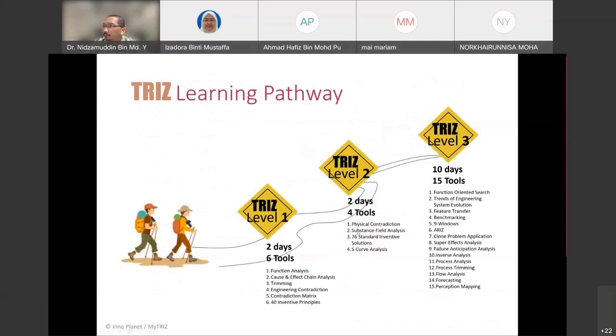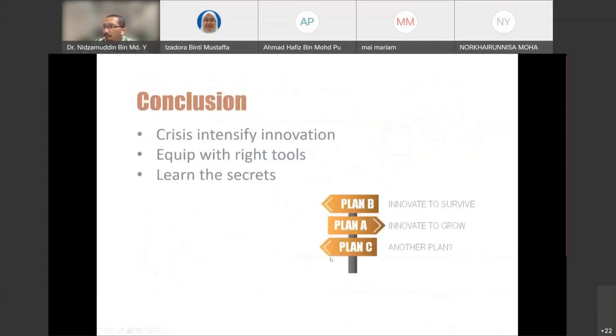So this is the learning pathway. I think Dr. Mariam will cover this. And so in conclusion, innovation is easy with TRIZ tools, and it is needed to survive in this competitive industry, in very trying times. So I would highly recommend that you give a shot to TRIZ.